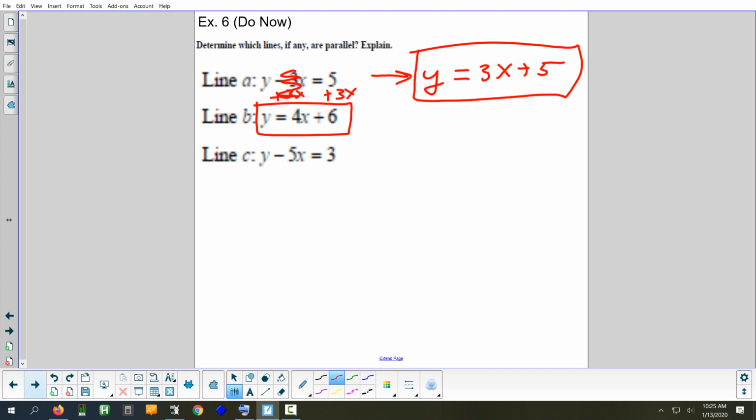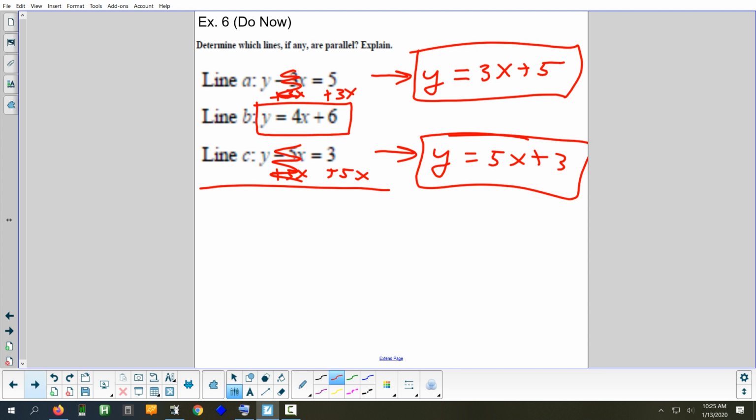Can somebody tell me how you would fix line C? That's the last one we have to fix. We're going to add 5x to both sides. That's gone. So now this one, who can tell me what that one's going to be? Kelsey? Y equals 5x plus 3. Yes, nice job. 5x plus 3.